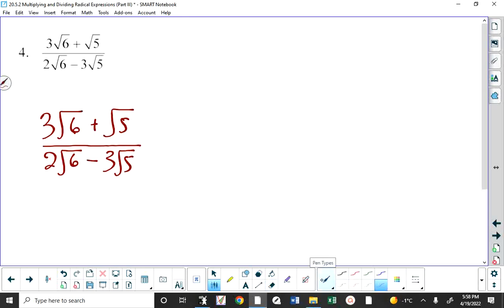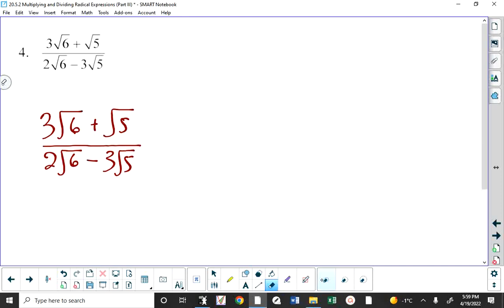Now don't do anything crazy here. You can't do something like this. That's out of line. You can only cancel something. Remember what I've tried to instill in you. You can only cancel something if it's a factor on the top and the bottom. And that means it has to be in its own set of brackets being multiplied by everything else. And those 2 root 5s are not. And neither are the 2 root 6s. And neither are the 2 3s.